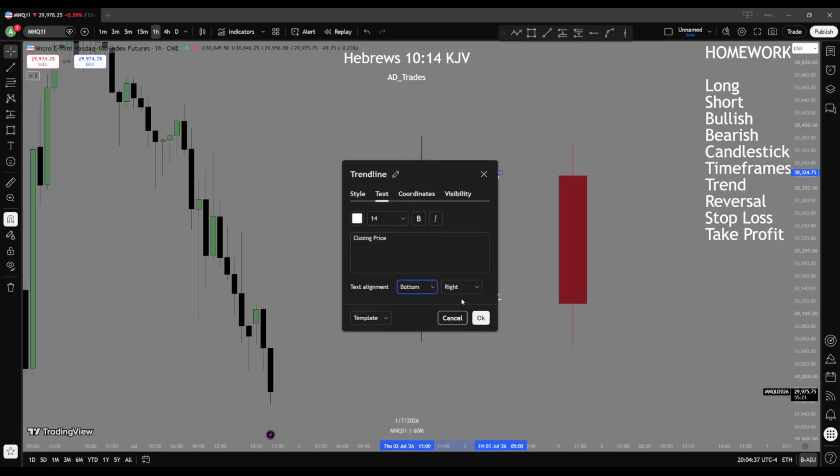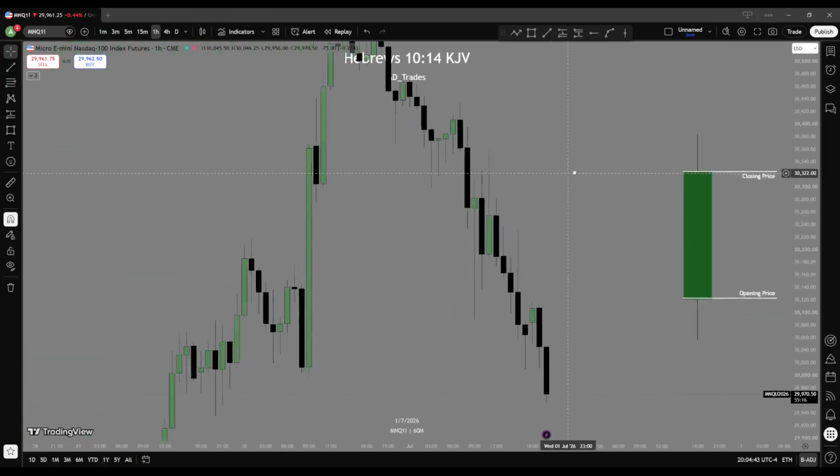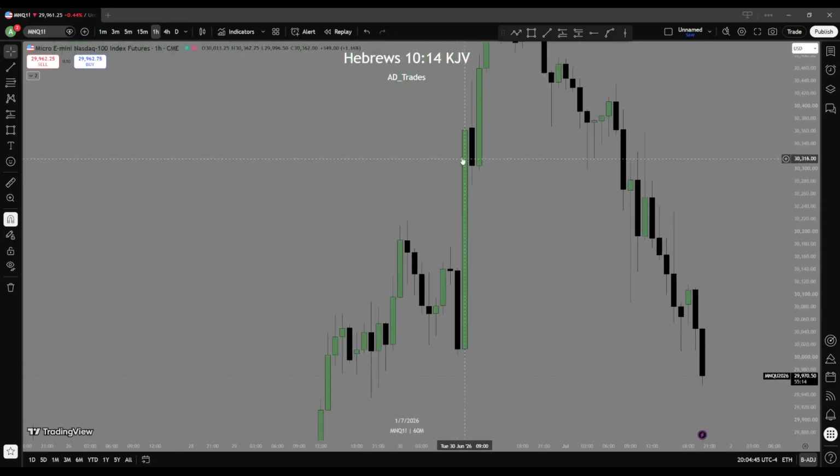So that means price opened right here, and then it closed right here. That's the body of the candle. So if you see me talking about candles, I'll say, oh, look at the body. Like, this one's all body, right? There's not really any lines. There kind of is, a little bit of lines here and there, right?